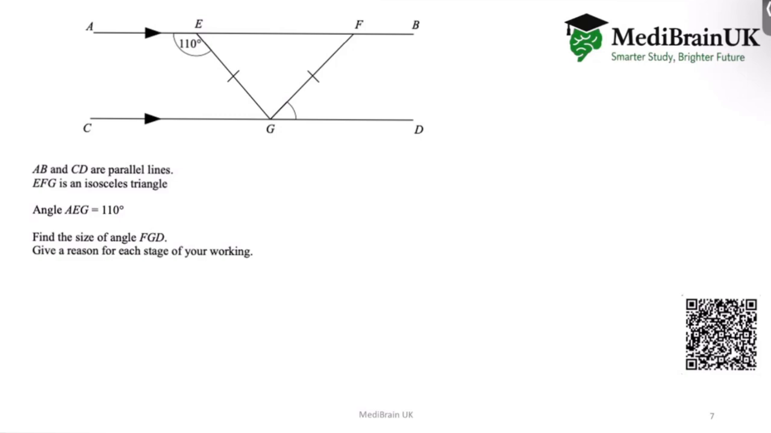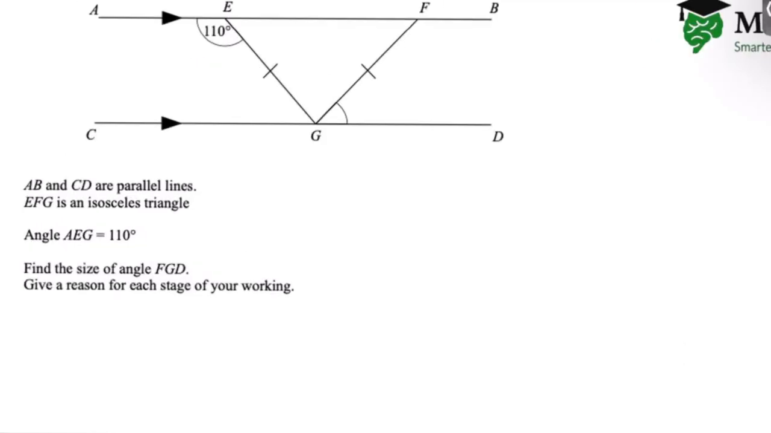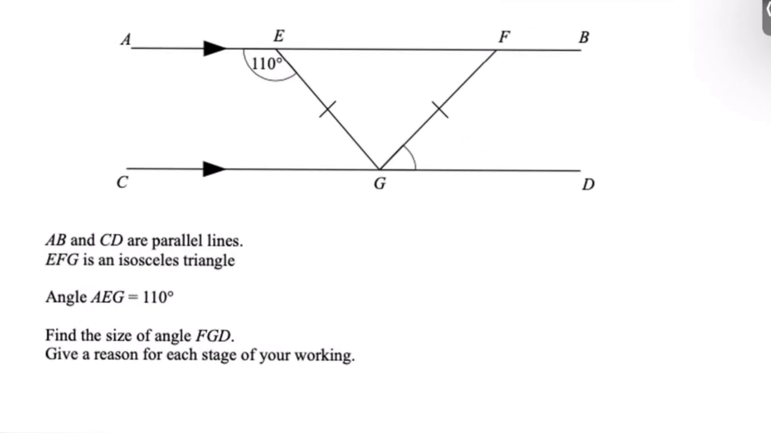Okay, so we've got quite a few responses in the form and we have some responses in the Q&A. We'll start going through it now. Over here, you're going to be using two rules. It says AB and CD are parallel lines. EFG is an isosceles triangle. Angle AEG equals 110 degrees. Find the size of the angle FGD. So where is FGD? FGD is this angle, the middle letter being G. That's our angle that we need to work out.